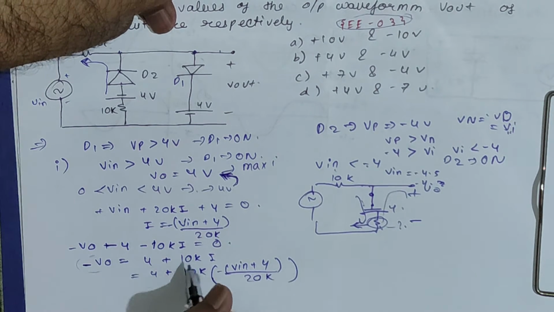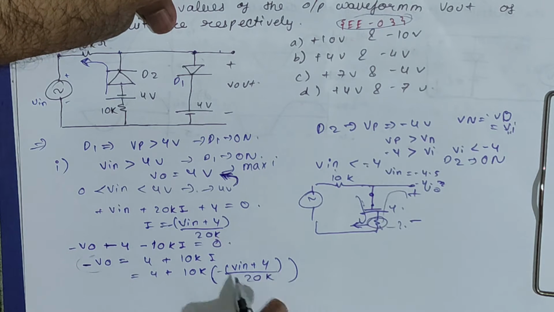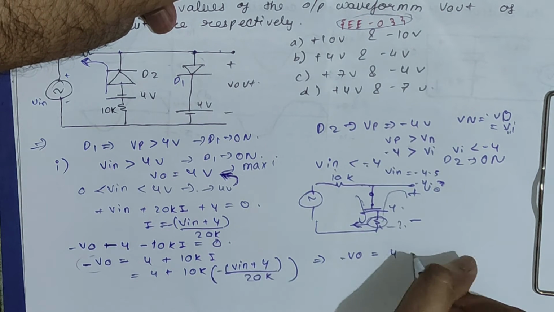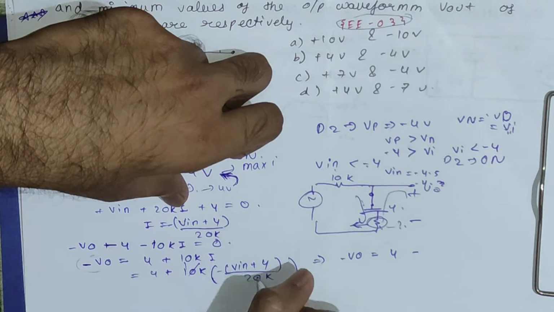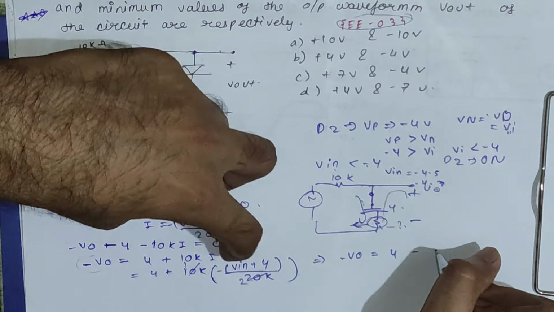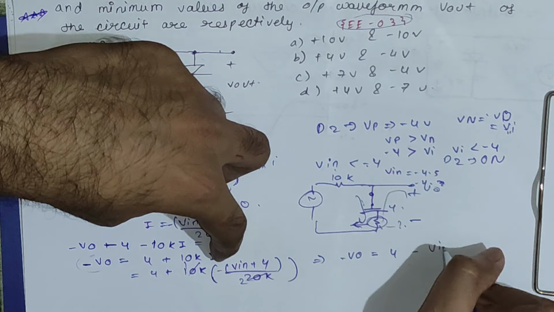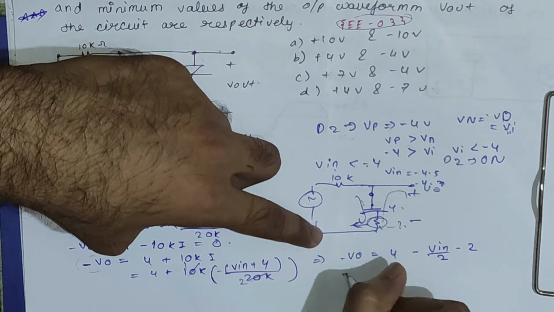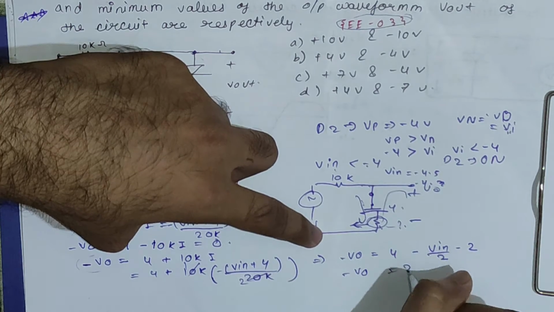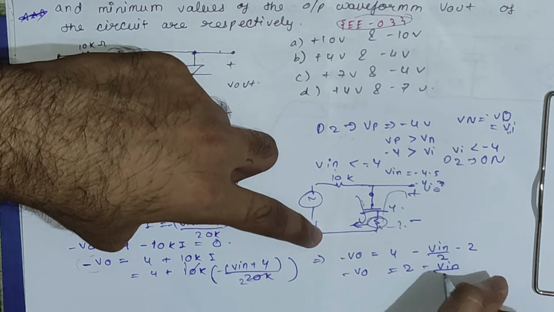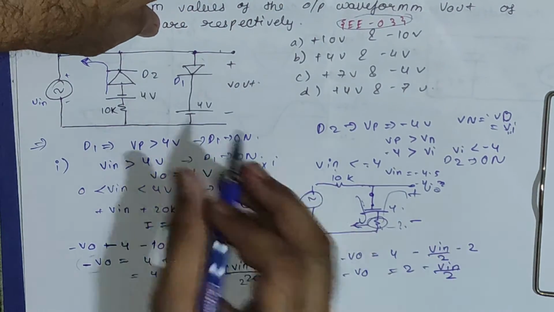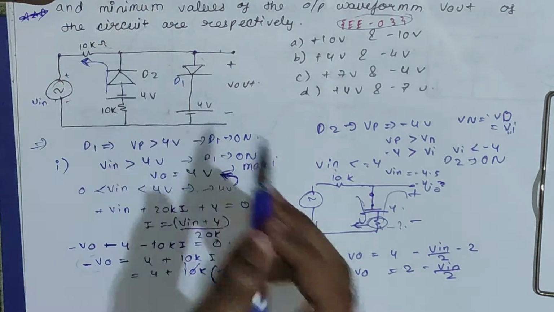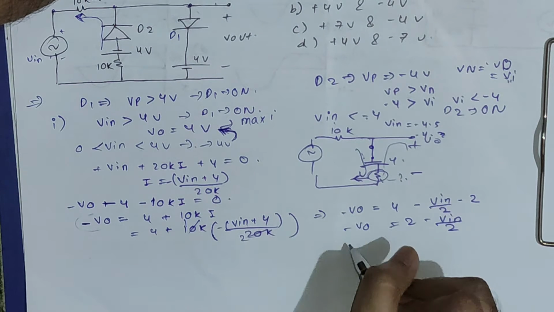Minus VO is equal to 4 plus 10k I, and we put in this value, so we get minus VO is equal to 4 minus Vin by 2 minus 4 by 2, which is nothing but minus 2. So minus VO is equal to 4 minus 2, which is 2 minus Vin by 2. The minimum value of Vin is nothing but minus 10, since you know this is a sinusoidal waveform.